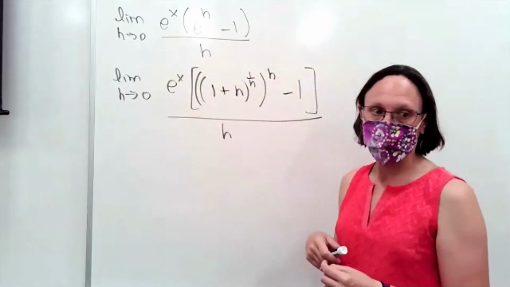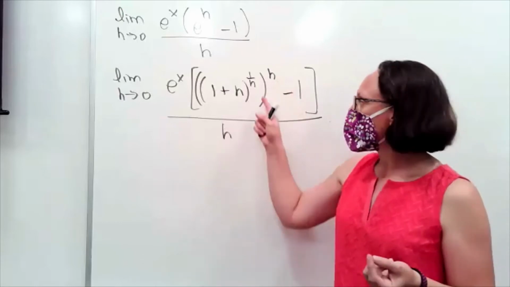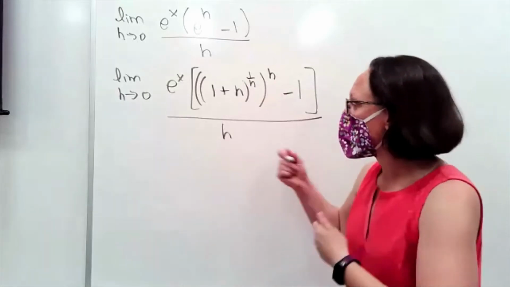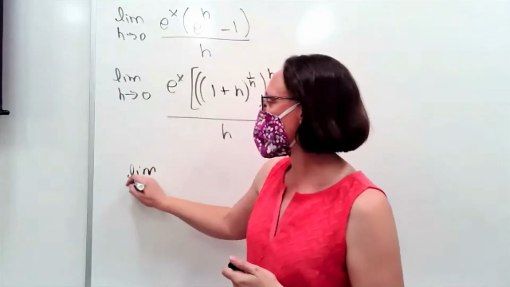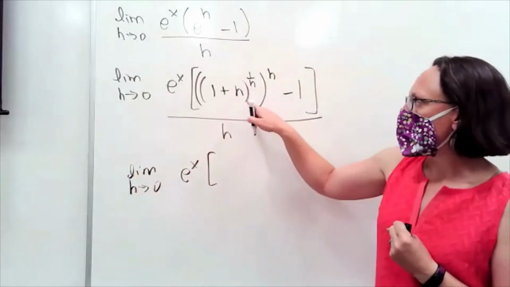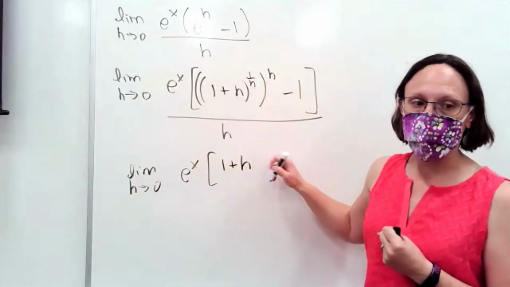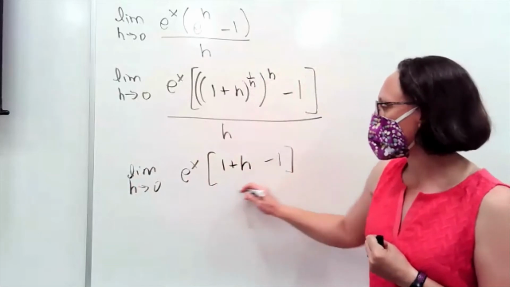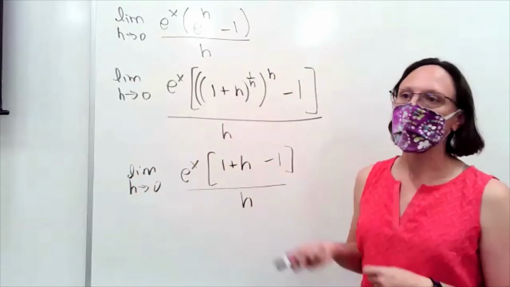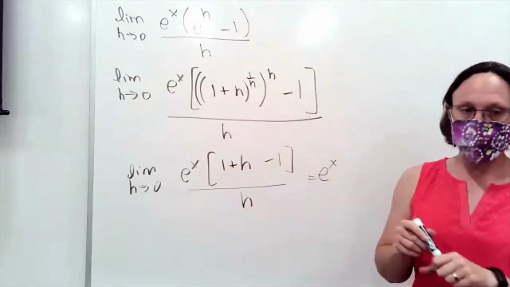Now comes the algebra magic. Powers raised to powers, I'm going to multiply those. Well, 1 over h times h should give me a 1. So I've got the limit as h approaches 0 of e to the x, and now in here, that's a 1, which means I have 1 plus h raised to the 1 minus 1, whole thing over h. Bam, those 1s cancel out, h over h is equal to 1, we got e to the x.